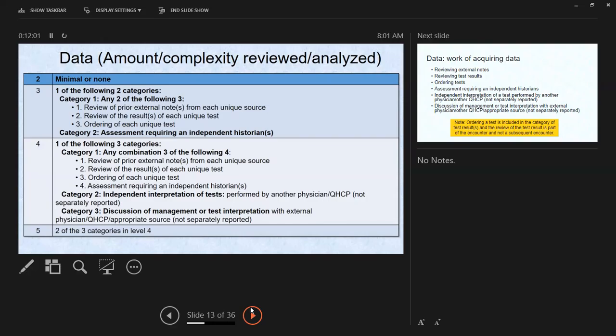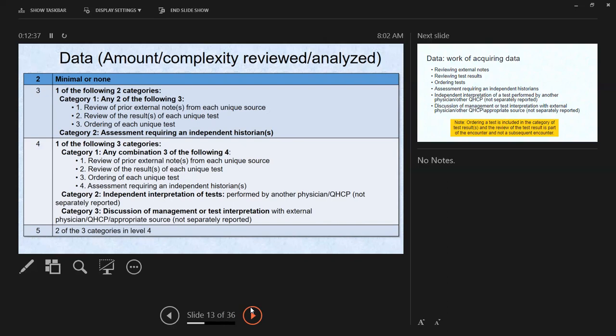Either category 1, which is at least 2 points between reviewing old notes or outside notes, reviewing results of unique tests, or ordering unique tests. So if you end up ordering 2 tests that are medically necessary, you can get to a level 3 for data. Or category 2, assessment requiring an independent historian. So if somebody needs someone else to give their history, we're not talking about a pediatric patient who of course can't give their own history, but somebody who needs a family member, loved one, or another healthcare provider to be able to provide the history for that patient because they're unable to provide it for themselves. That's a higher level of data that you need to collect.